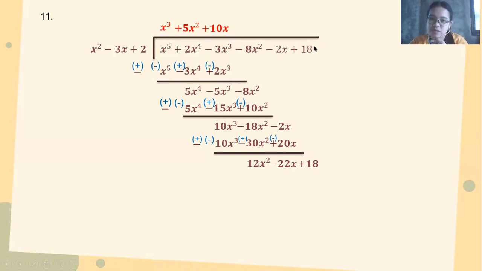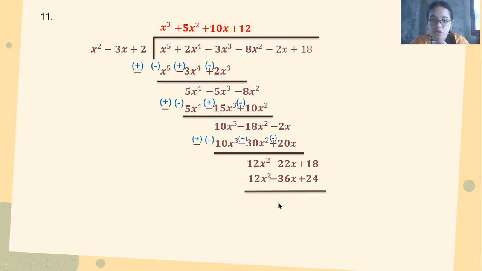So ito na yung last term natin. So 12x squared divided by x squared is equals to positive 12. 12 times x squared is equals to 12x squared. 12 times negative 3x is equals to negative 36x. And 12 times 2 is equals to positive 24.